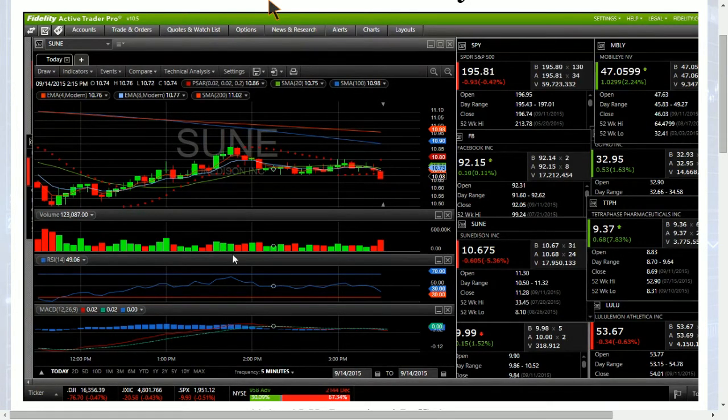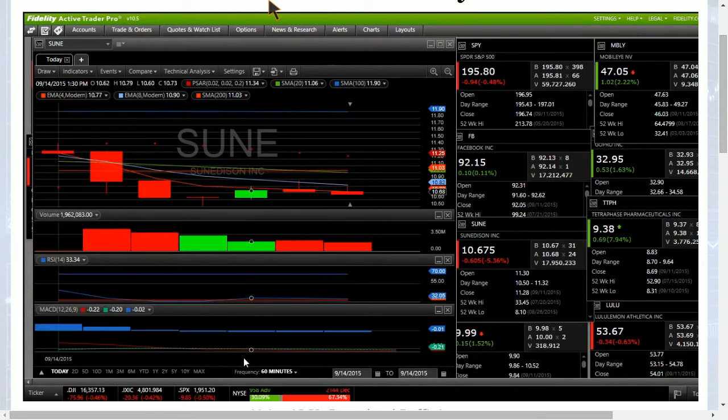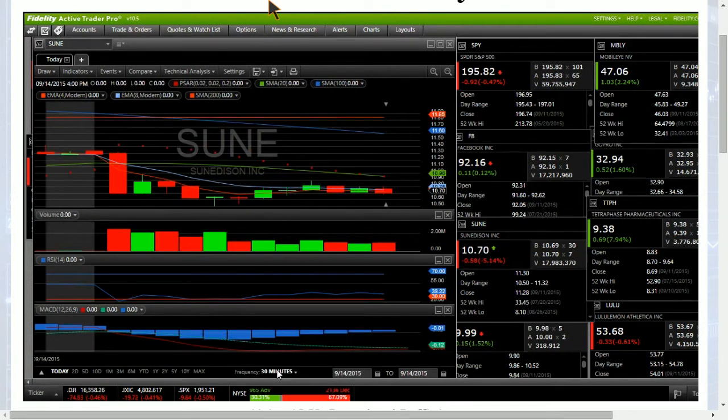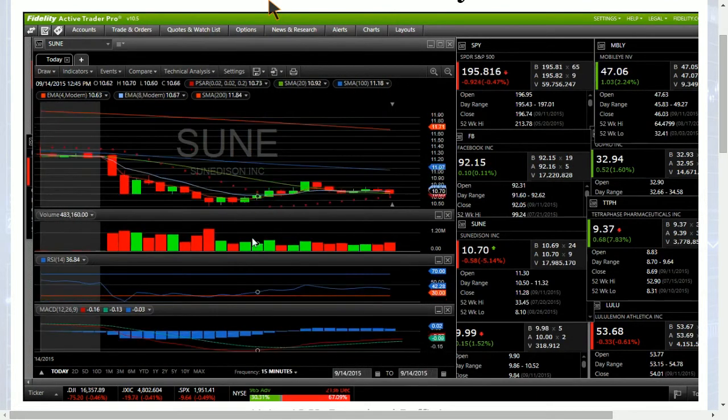Going to look at some different time frames here to see where we can find any other support. All moving averages on the 60-minute chart are resistance. Same with the 30.